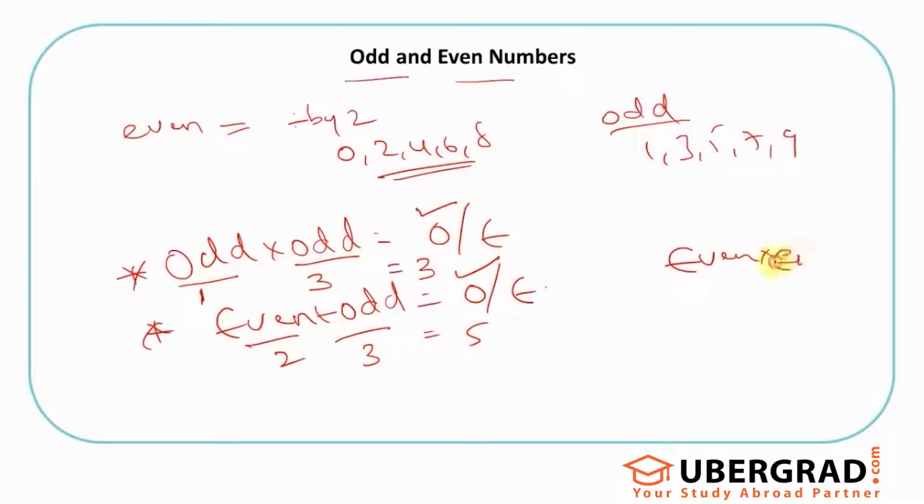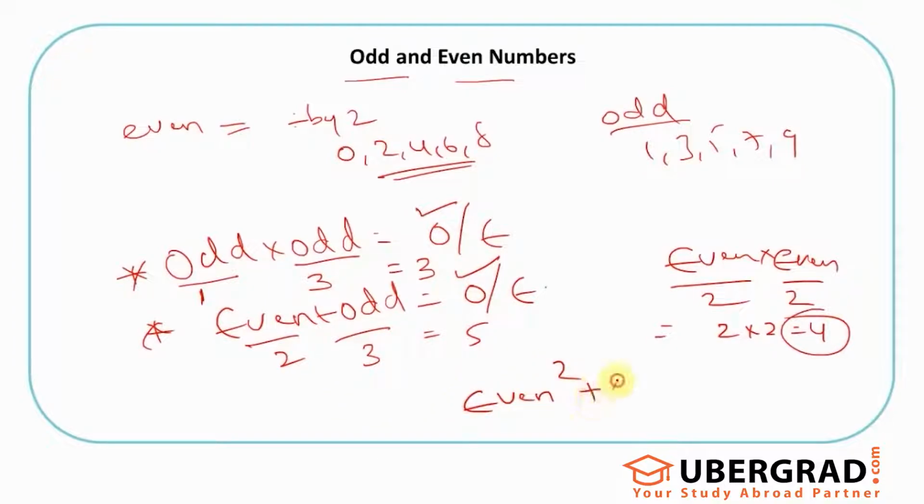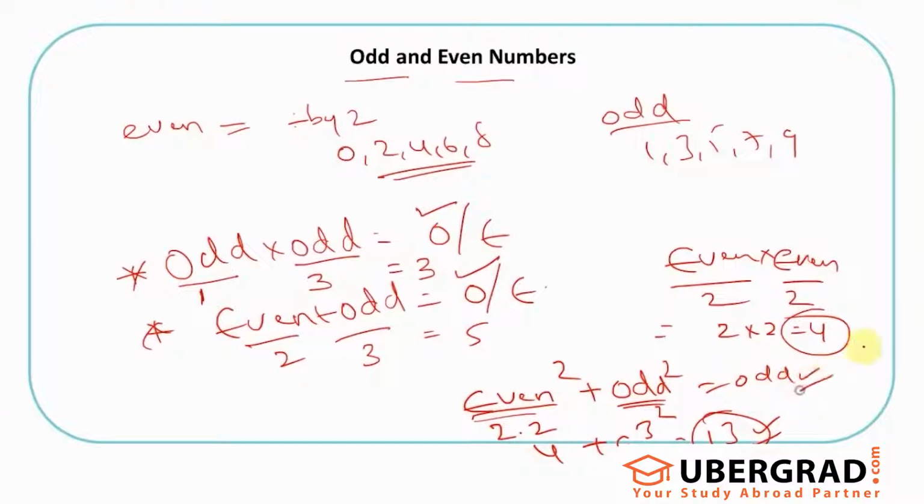Even into even, it's 2 into 2, so I know that's 4, right? That's good enough for you to solve. So they might ask you complex ones like even square plus odd square, right? What do I get, etc. So again an example here, like 2 square is 4, 3 square is 9, so 4 plus 9 is 13. So it's always an odd number, right? That's what you need to write.